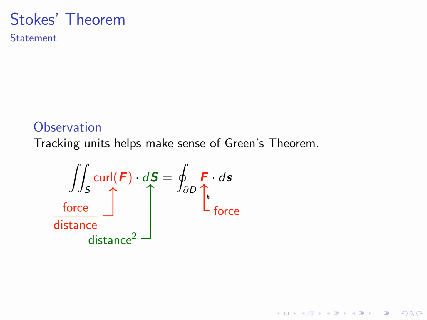This is compatible with our interpretation of circulation integrals, which is the vector line integral of our vector field over the boundary of our surface, and this should say partial s, not partial d. The units on f are force units, and the units on d vector s are distance units. And when we multiply those together, we get force times distance, which is exactly the units for circulation.